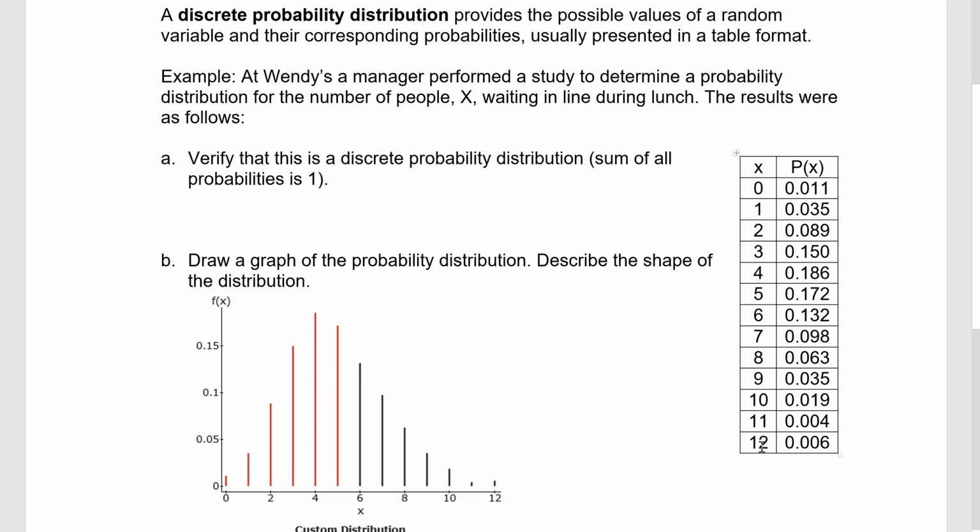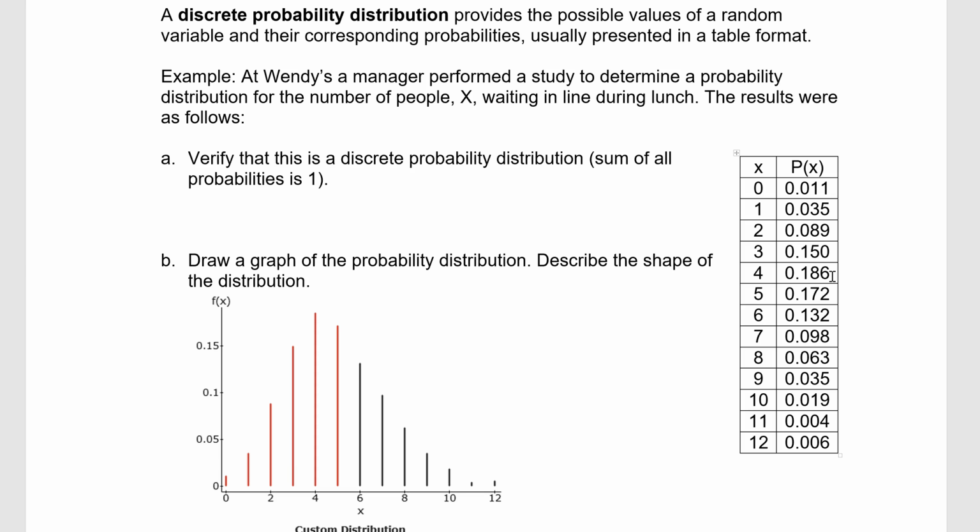And he tabulated this over a period of time where 0 people occurred 0.011 or 1.1% of the time, and 1 person in line was 3.5% of the time. If we look at this, down below, 4 people being in a line at lunch was the highest probability at 18.6%.